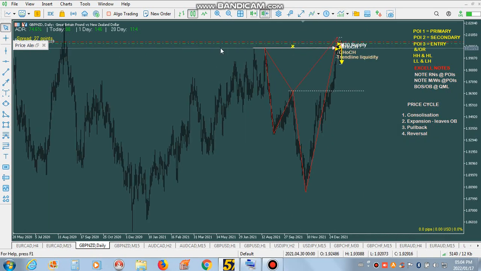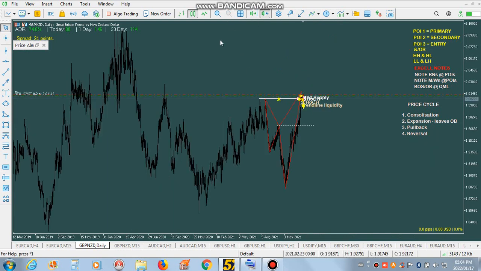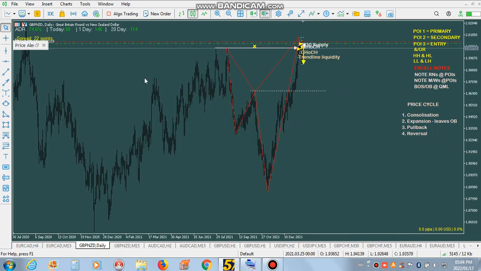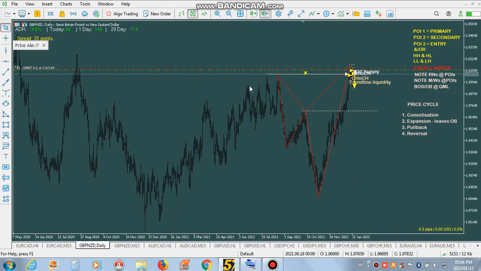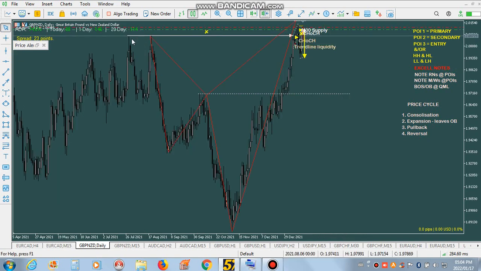Let me zoom in so that you can see what exactly I want to share with you. The first thing that caught my attention here was these equal highs. We know that above equal highs or below equal lows lies some liquidity which is bound to be grabbed before price continues or before price reverses. So above these equal highs, what I was seeing was liquidity.